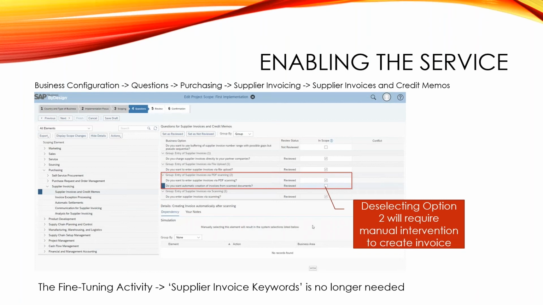Additionally, if you're trying to use this for non-PO supplier invoices where you want it to read in the information, definitely leave it off to do the review and modifications. And then again, in business configuration, if you look at fine tuning and look up supplier invoice or supplier invoicing, you'll see a fine tuning activity called supplier invoice keywords. That's no longer needed. That was to support the old functionality.